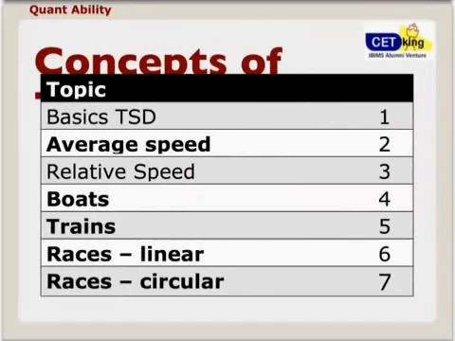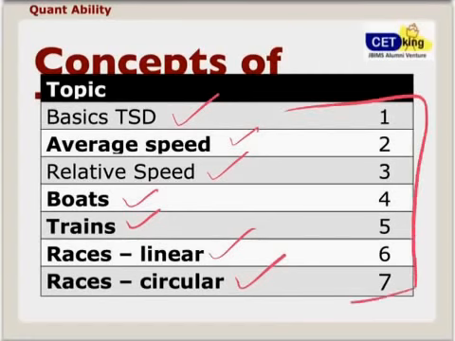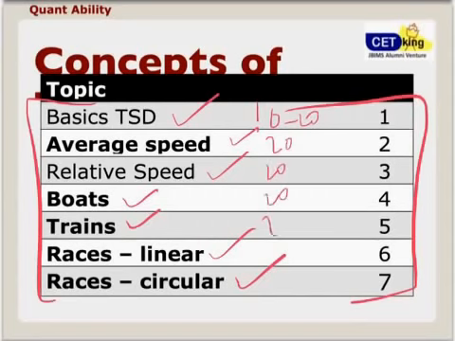Now talk about the scope. What is the scope of this topic? There are 7 things you need to cover in this topic. One is a basic question on time speed, average speed, relative speed, boats, trains, linear and circular. So these are the 7 concepts which I wanted you to work on. If you have done even 10 to 20 questions per topic, this is more than sufficient to get yourself a decent score in the exam. So that's your scope for the exam.